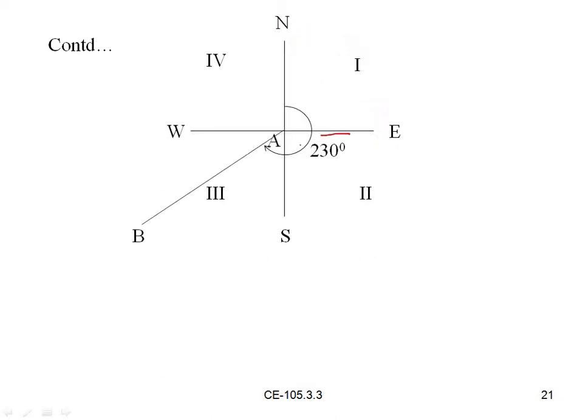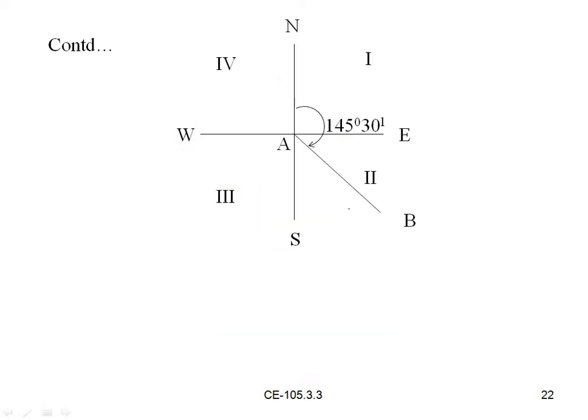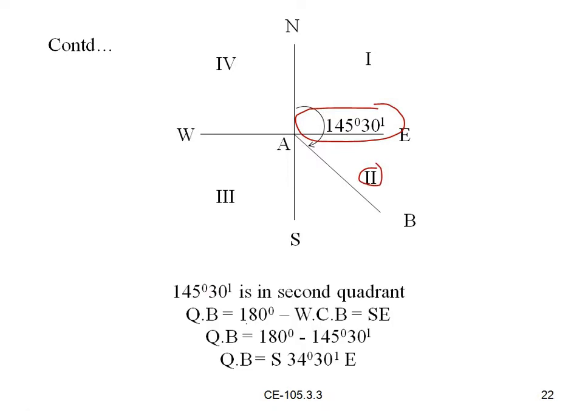And the next one is 230 degrees. It is in the third quadrant. So quadrantal bearing is equal to whole circle bearing minus 180 degrees. So then we will get quadrantal bearing is south 50 degrees west. This is the 50 degrees angle. And the next one is 145 degrees 30 minutes. It is in the second quadrant. So 180 degrees minus whole circle bearing, that is south 34 degrees 30 minutes east.